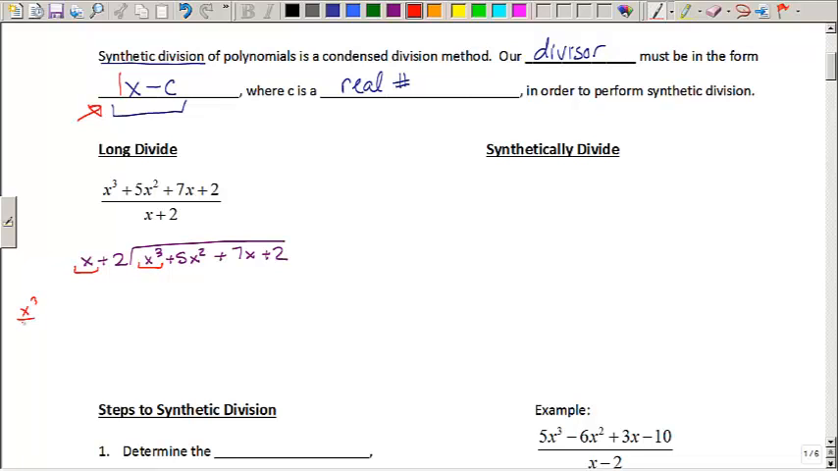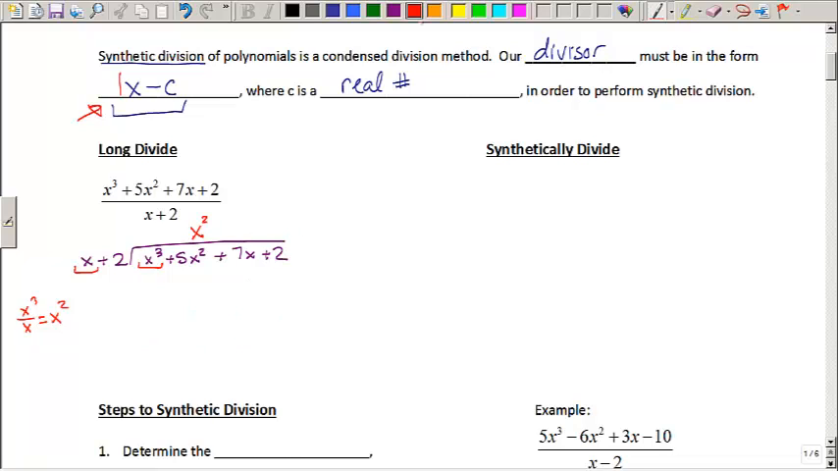So x cubed divided by x, and that's going to get me x squared. We're going to put that up at the top where the quotient belongs. I like putting the x squared in the x squared column. Everything should be nice and neat, lined up. X cubes are in the first column, x squares are in the second, x's are in the third, and numbers will be the last.